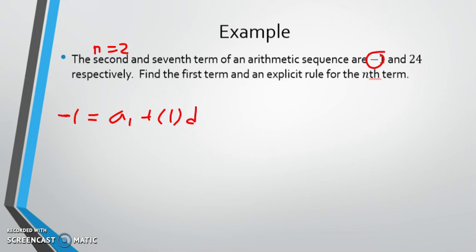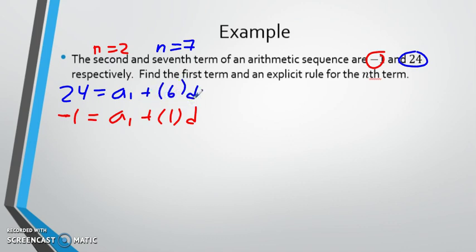Then I'm going to use the second set of information they gave me. They said we know the seventh term, so that would be n equals 7, and that seventh term is 24. So a sub 7 is 24. I still don't know the first term. And then n minus 1 is going to be 6 times the difference. I still don't know the difference either. So this is the setup I have right now.